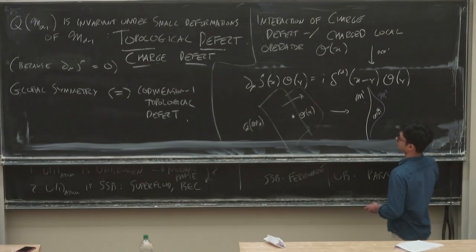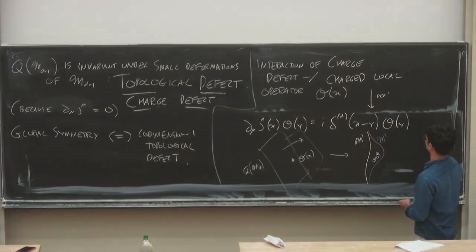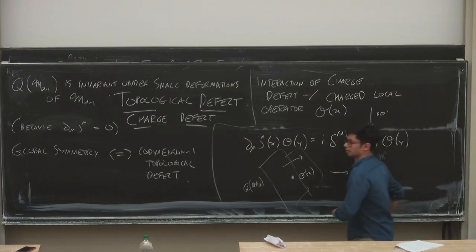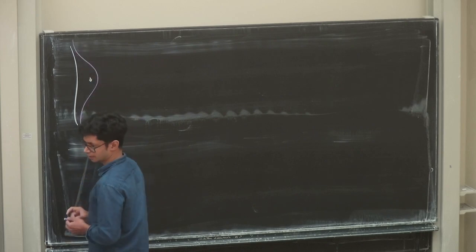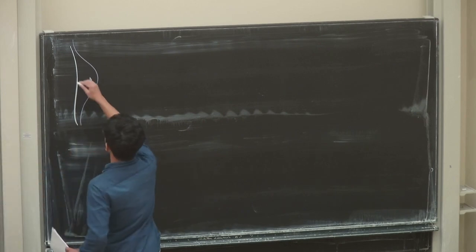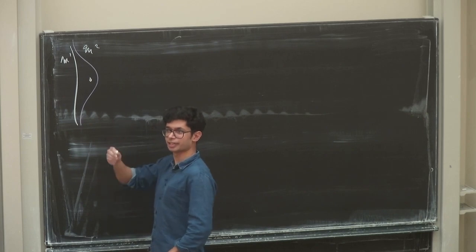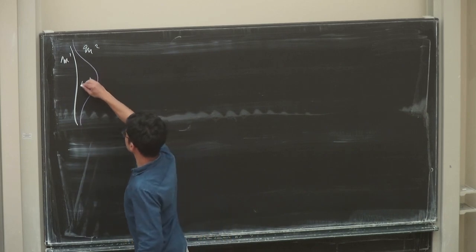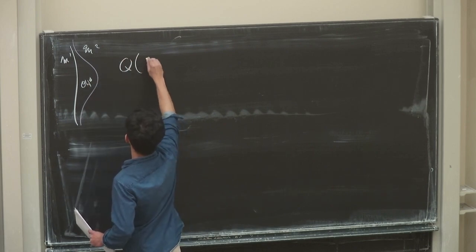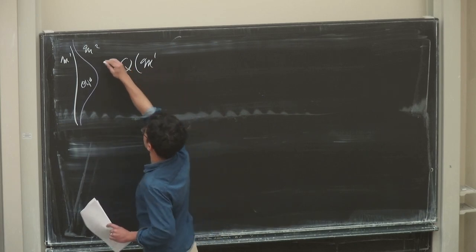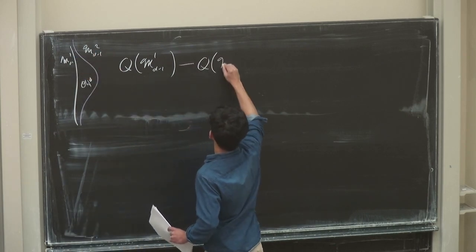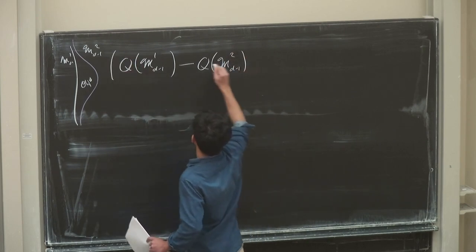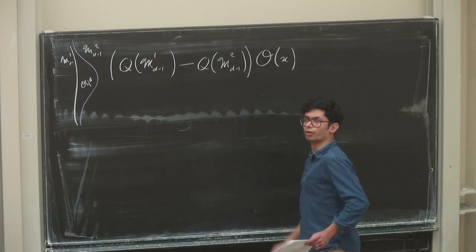So let's do this carefully. For the people on the camera, let me draw this picture again one more time. If this is M1 and this is M2, and I'm suppressing the transverse direction, but it exists, then the question that I'm asking is, what happens if I compute Q of M1, which is a d minus 1 manifold, minus Q of M2, which is also a d minus 1 manifold, in the presence of this operator O?